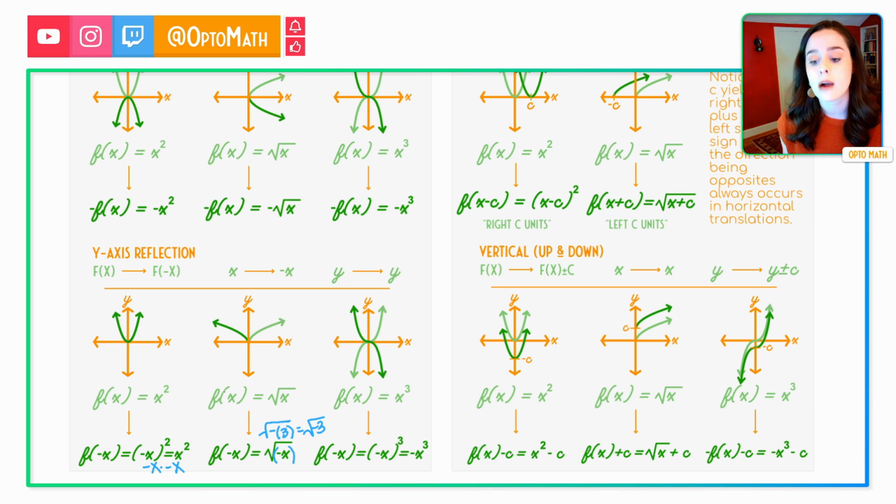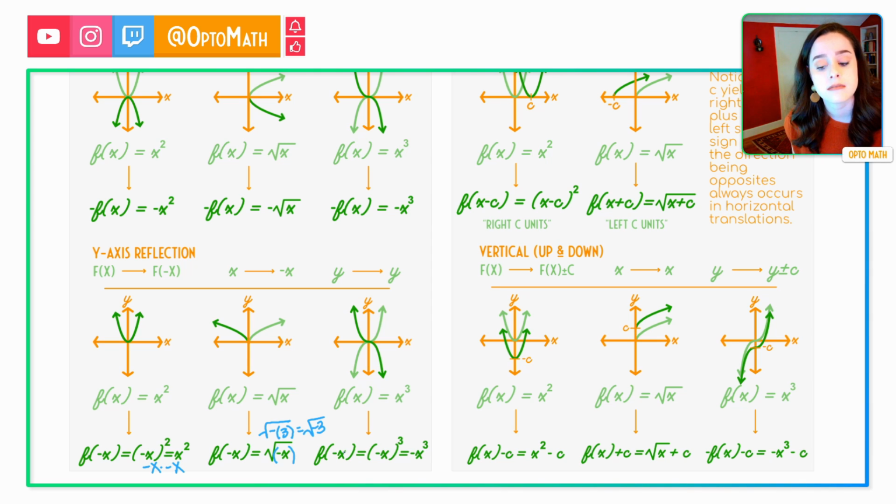Let's take a look at our parent function of our cubic and see what happens there. Take a look at this graph and this graph. Isn't that strange? Don't they look exactly the same? Well, let's look at our equation here.